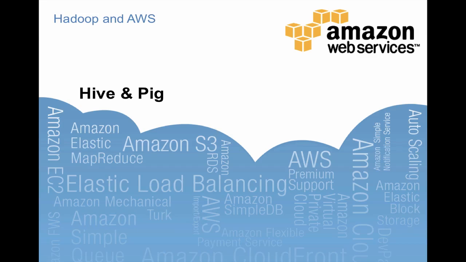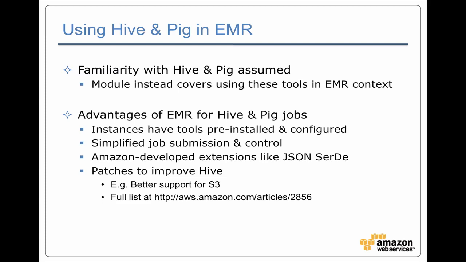In this module, we're going to be talking about how you can use Amazon's Elastic MapReduce to run Hive and Pig jobs. In previous sections, we've been focusing on running custom Java code, custom Hadoop jobs. But in this case, we're talking about how you can execute Hive and Pig scripts using Amazon's Elastic MapReduce support. Now, this module assumes that you already know about either Hive or Pig.